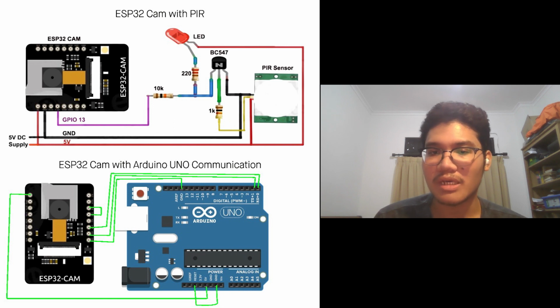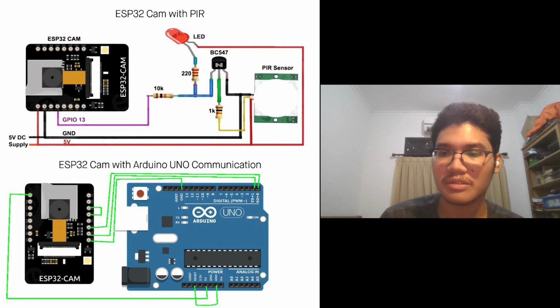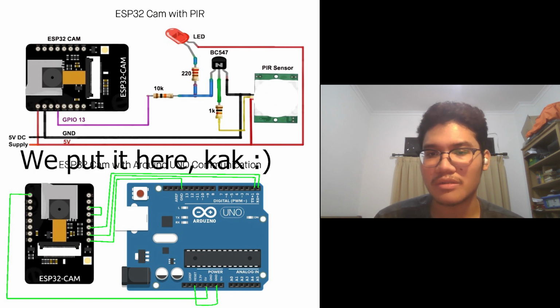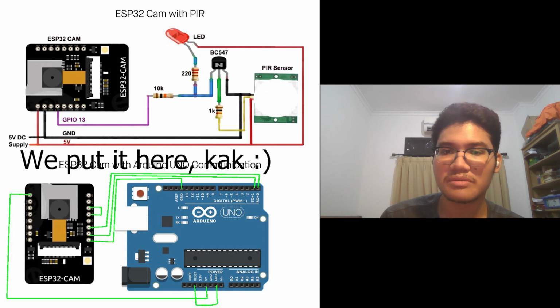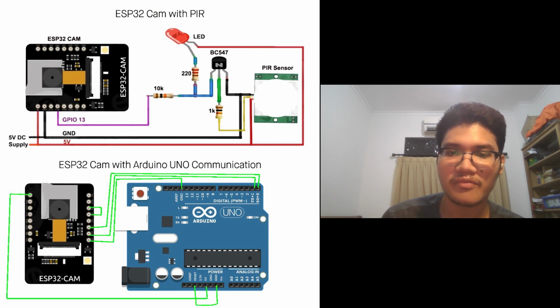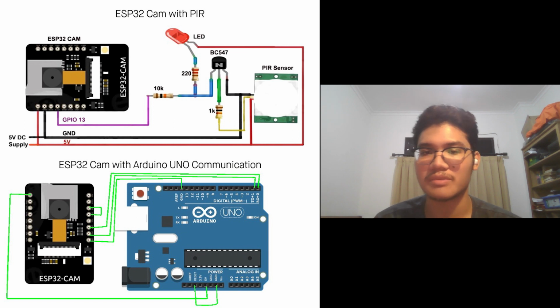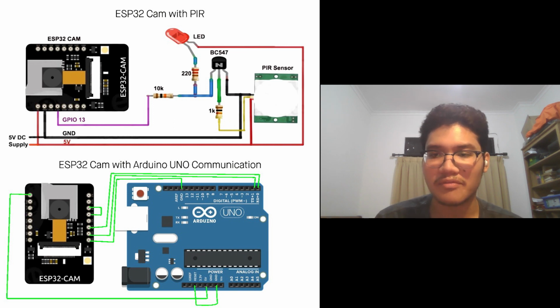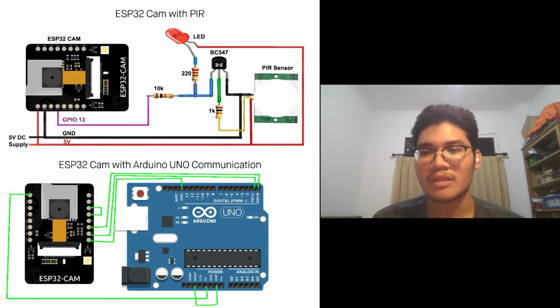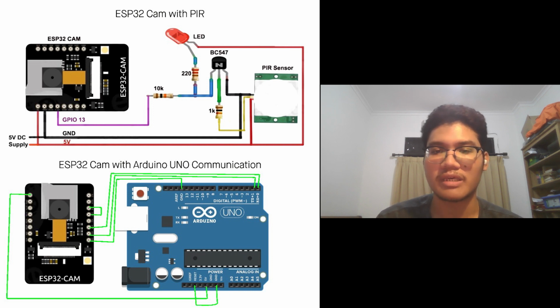And there's also a connection to the Arduino, which is not shown here. This connection is used to install the program from the Arduino IDE inside the laptop to the ESP32 cam via Arduino Uno. So the Arduino Uno and the ESP32 will communicate using serial communication, and the Arduino will transfer the program for the ESP32 from the computer to the ESP32.